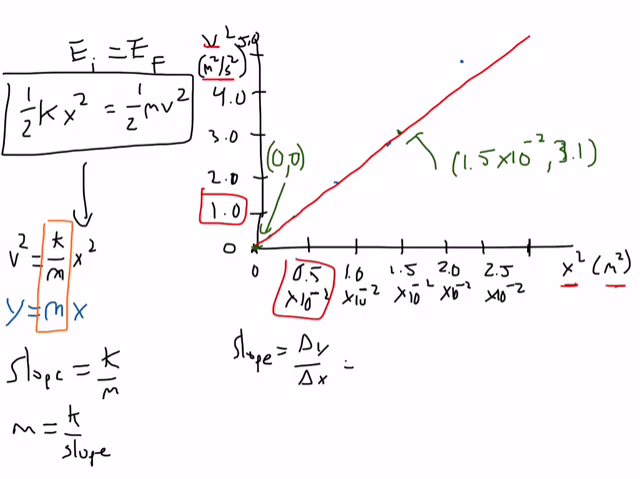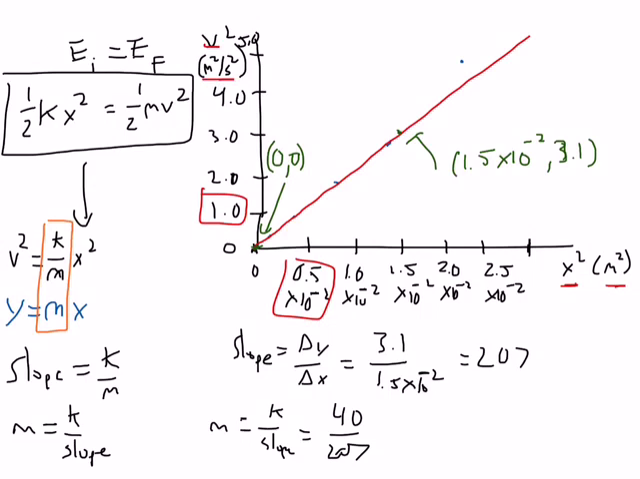Delta y over delta x, which is 3.1, 1 point. That's again really sloppy. And if you calculate that out, you get a slope of about 207. And then we know that m is k over slope, which is 40 over 207, which works out to be about 0.19 kilograms. And that's your answer.